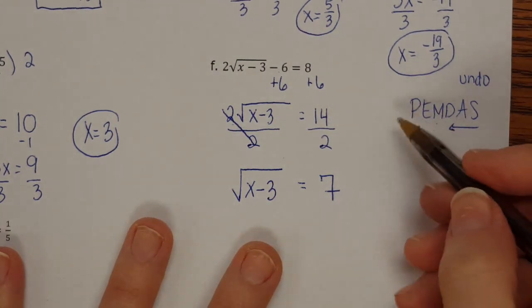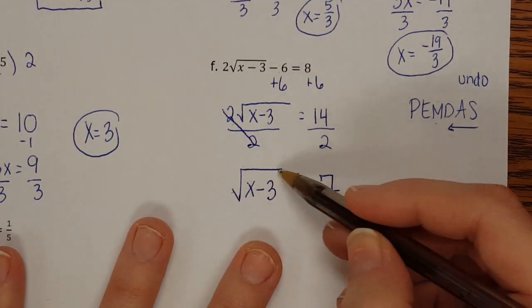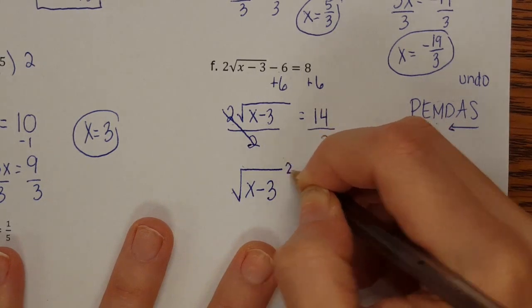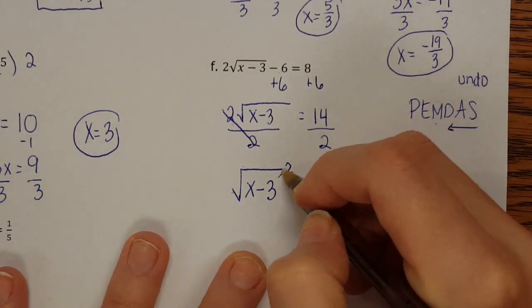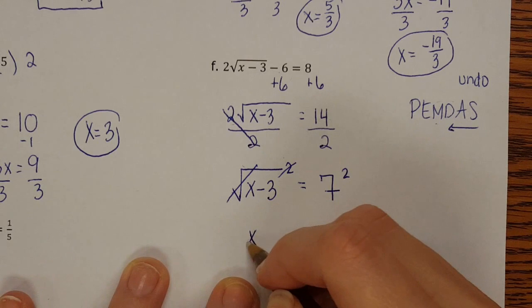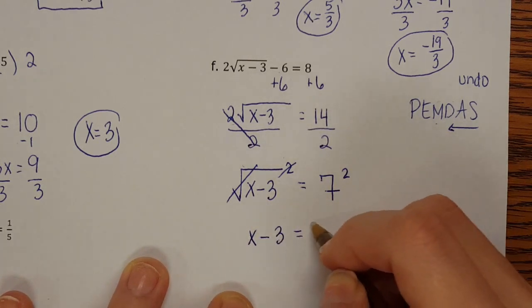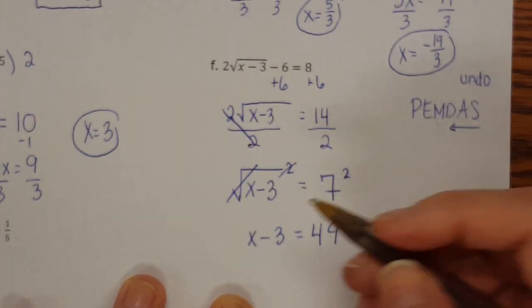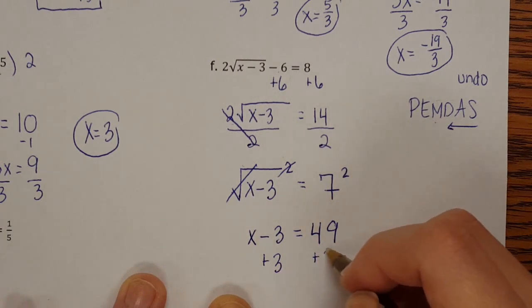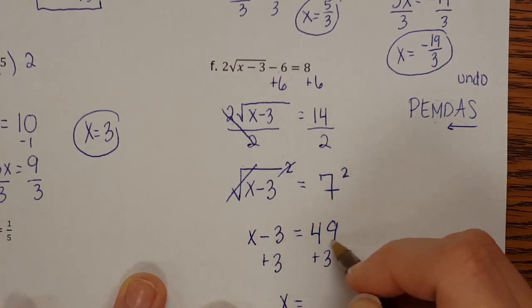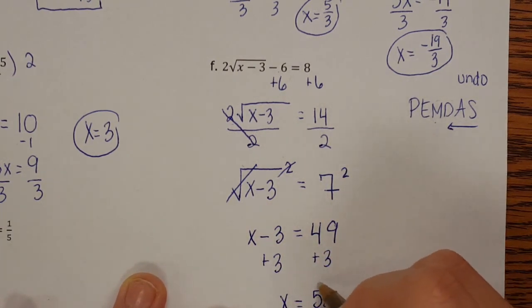Now I'm going to worry about my exponents. So this is the square root. So I'm going to square both sides. And that's going to give me x minus 3 equals 49. And then I'm going to add 3. And I get x equals 52.